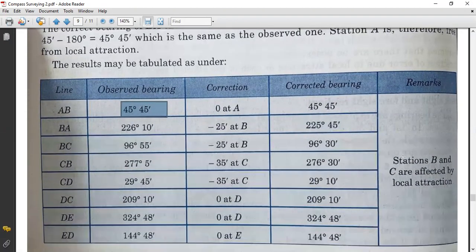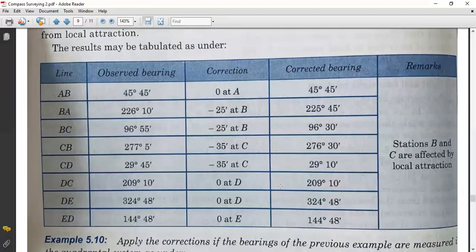And you should write in remarks: BA, BC, CB, CD, these four we have corrected. That means the correction is there for B and C. So you can write in remarks, stations B and C are affected by local attraction.